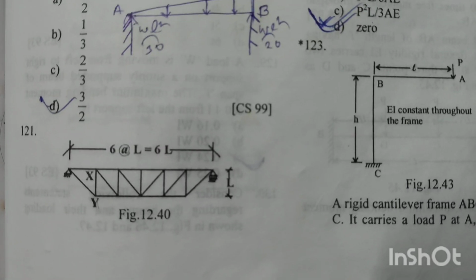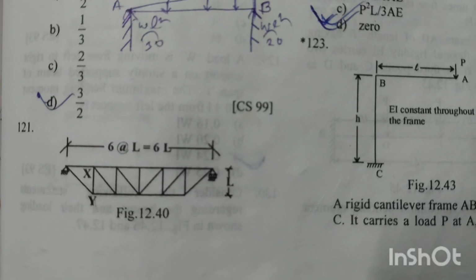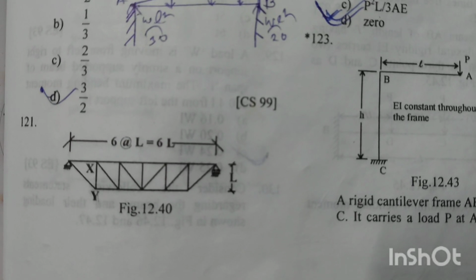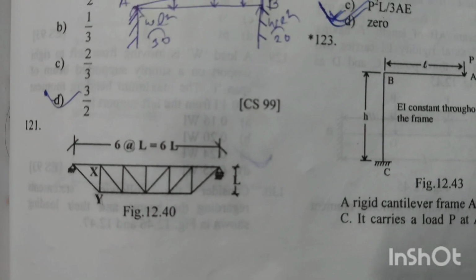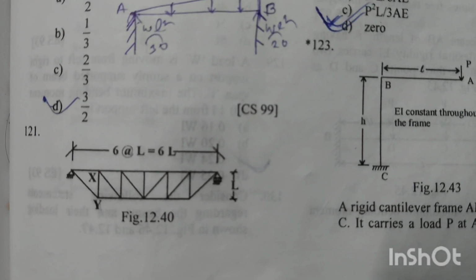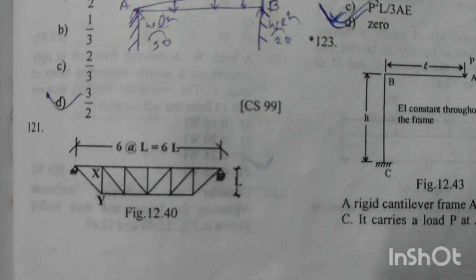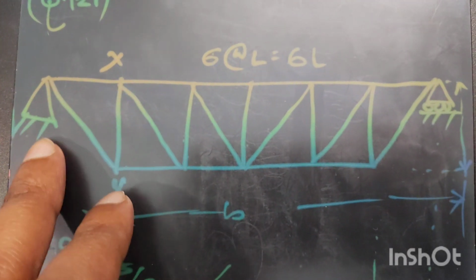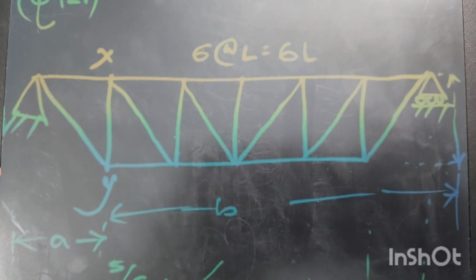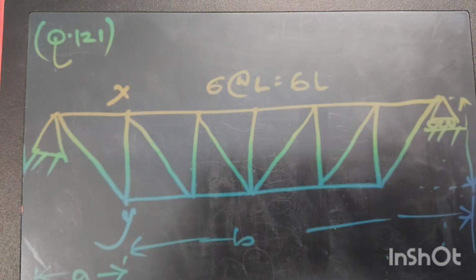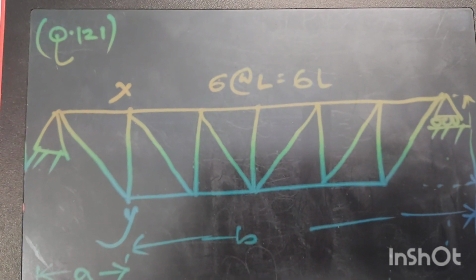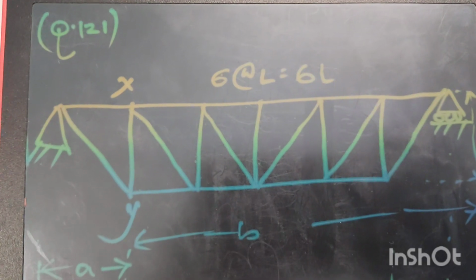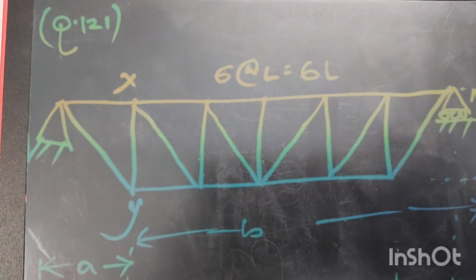So, question number 121. Look at the truss shown in the figure 12.40, and we have to draw the influence line diagram for force in member XY. Look, the total length of the truss is 6L, and we have to determine the influence line diagram for the force in the member XY, which is the vertical member of the truss.